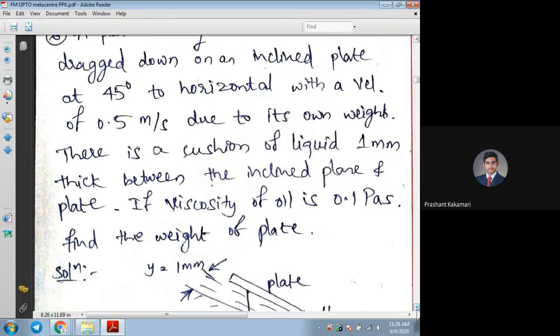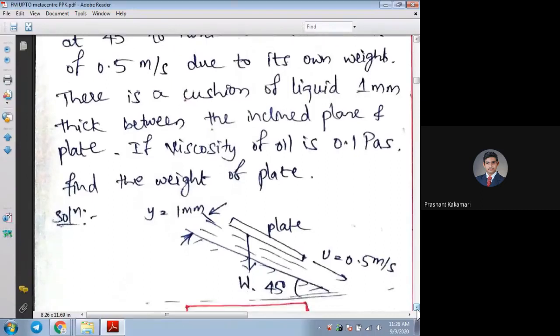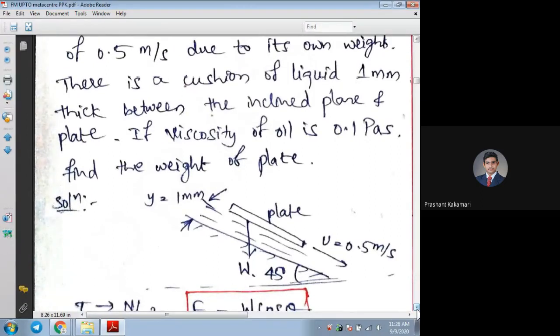So coming to the analysis, I can draw the sketch like this with the horizontal plane, a 45-degree fixed plate. I will consider 45 degrees. The plate is also moving at 45 degrees, and in between there is oil of thickness 1 mm. Velocity is 0.5 meter per second. Viscosity of the oil is also given, 0.1 Pascal second or 0.1 Newton second per meter square.